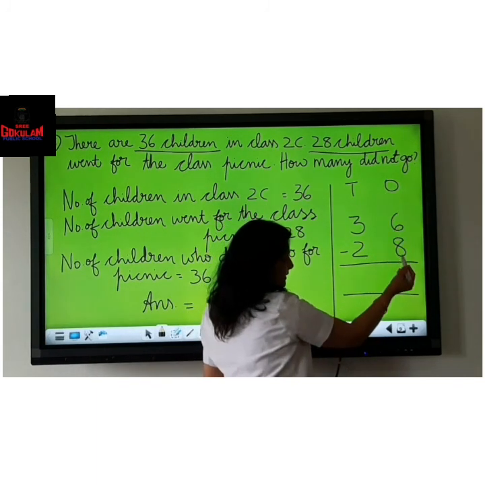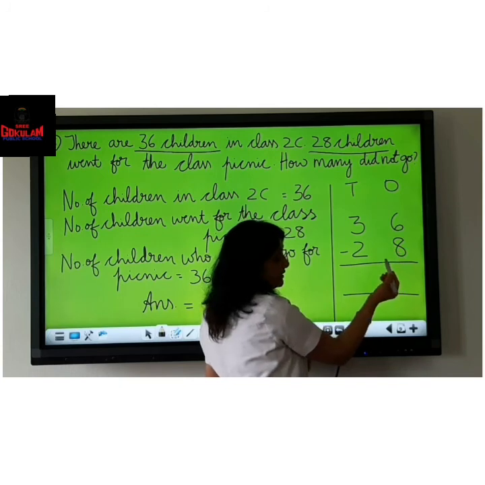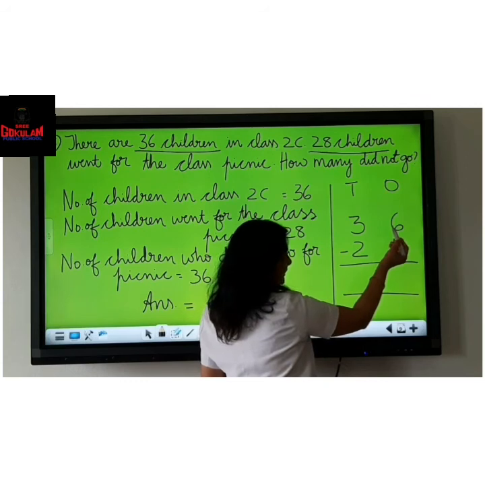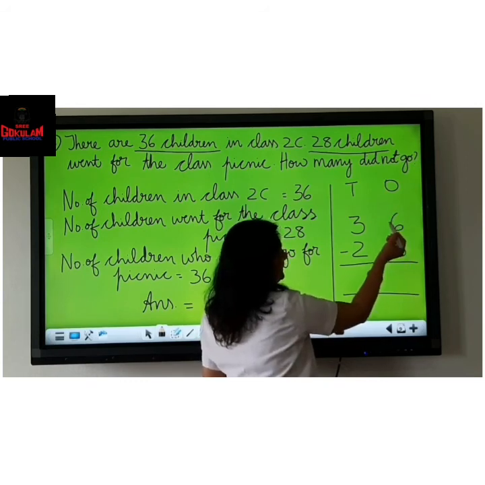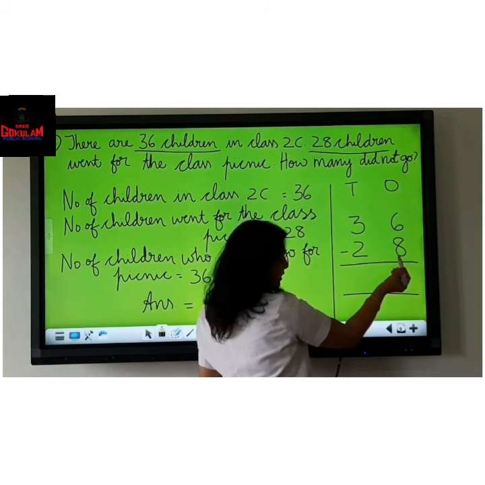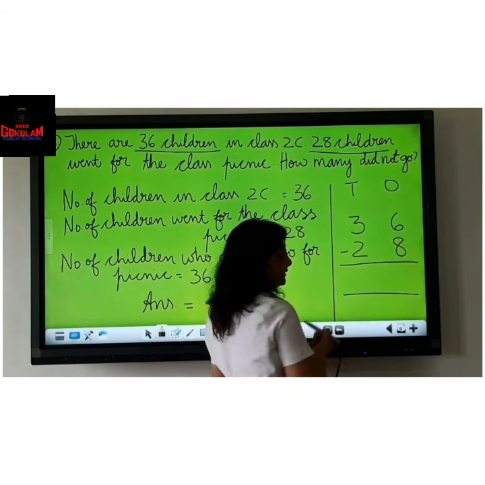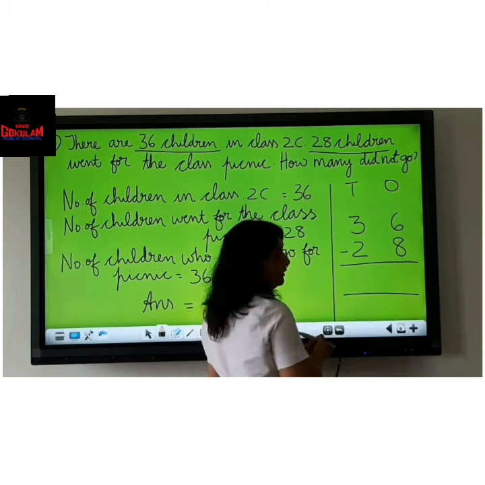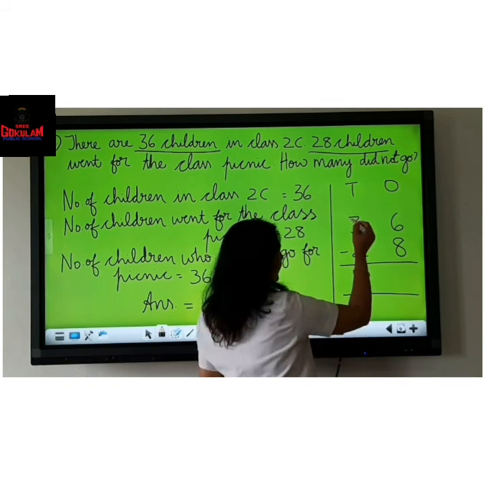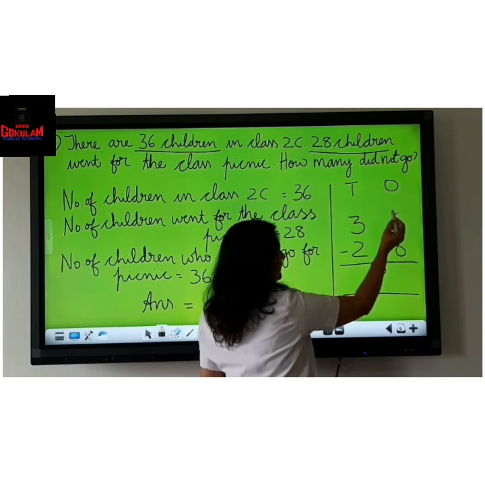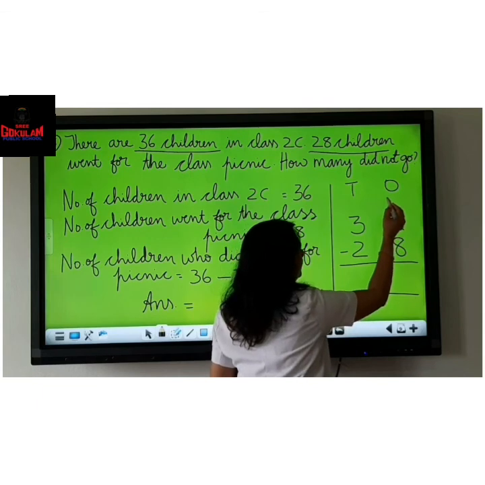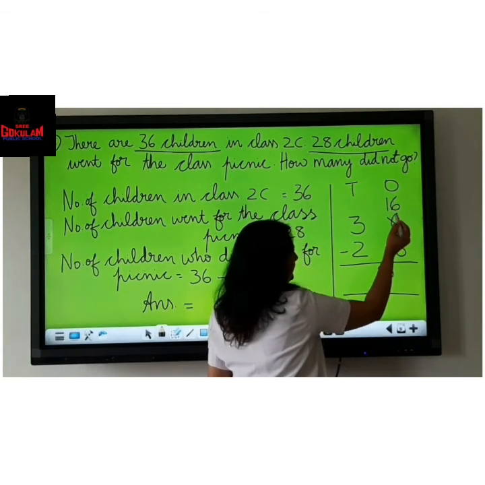Always begin from the ones place. We can subtract a small number from a big number. But here in ones place, on the top you see 6 and below you see 8. We can't subtract 8 from 6 because 6 is smaller than 8. So we have to borrow 1 ten from the tens place. Borrowing 1 ten from the tens place, 1 ten means 10 ones. 10 plus 6, 16. So now we have 16 ones here in ones place.